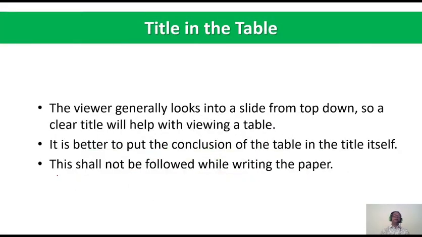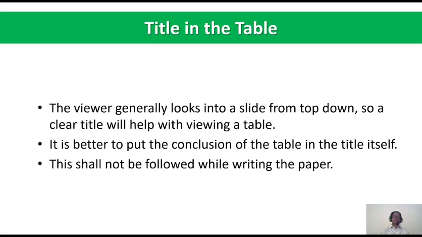Okay. Now, title of the table. The viewer generally looks at the slide from top down. That means they start looking at a slide from the top and then come down. So a clear title should help the viewing of a table. It is better for the title to come at the top of the table, not at the bottom, because when people read, they read from top to bottom. It is better to put the conclusion of the table in the title itself. This shall be followed while presenting, but this shall not be followed while writing a paper. When you write a paper or a report, you should not put the outcome of the table in the title.